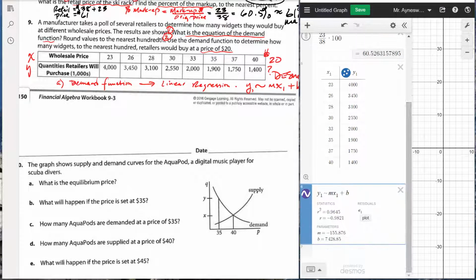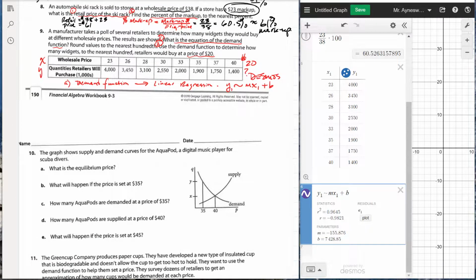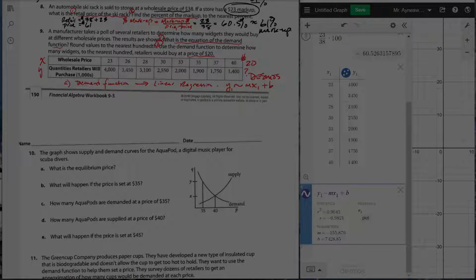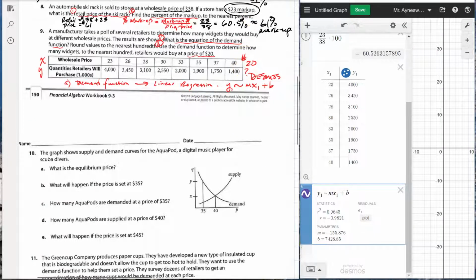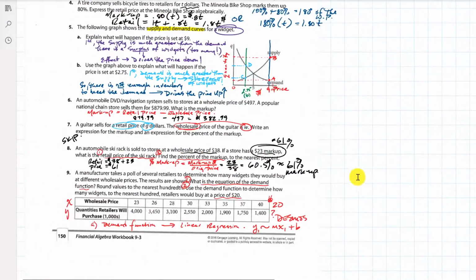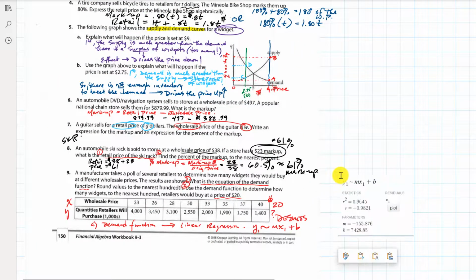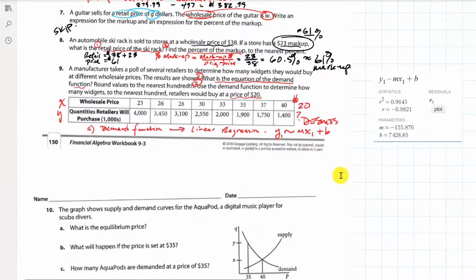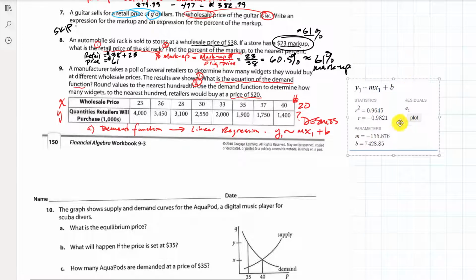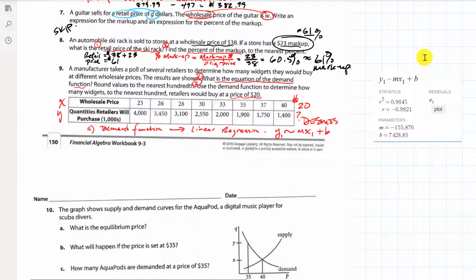Okay, there we go. So what we need to do here is bring this into our lesson. Let me screenshot this data here, and let's bring that into our lesson. All right, so in respect to number 9, the equation here, we got the slope here, we have the y-intercept here.